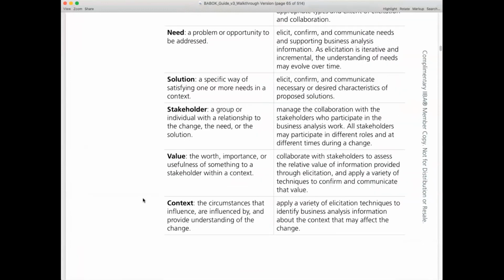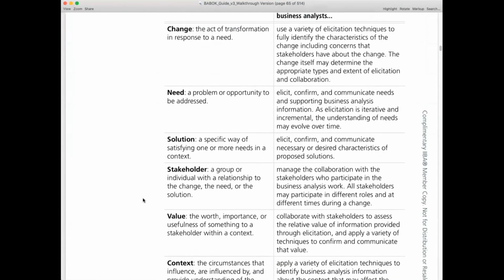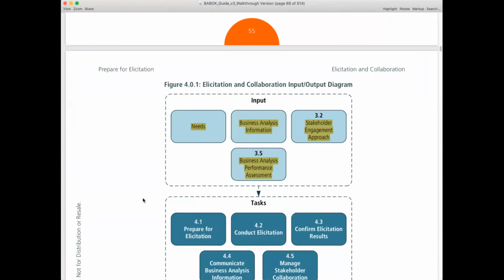Here's the core concept model in relation to elicitation and collaboration. We went over this in week 1, so we don't really need to go over it again.